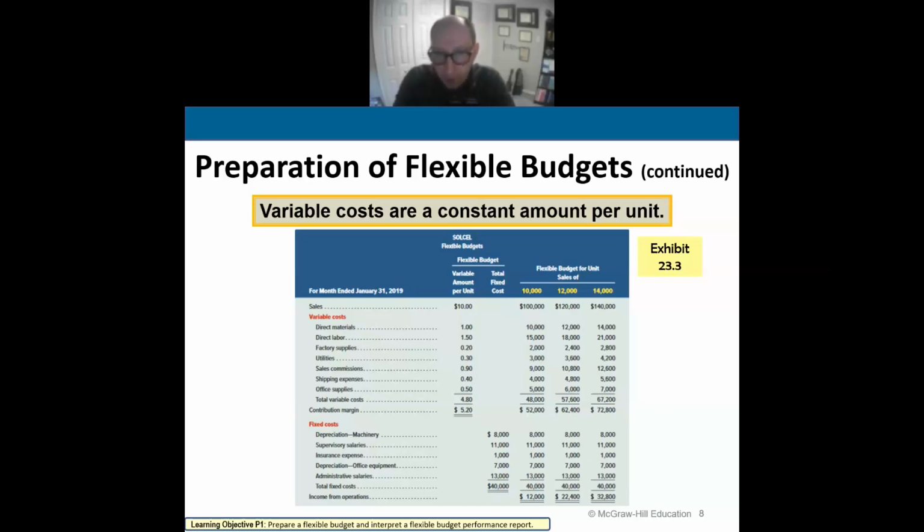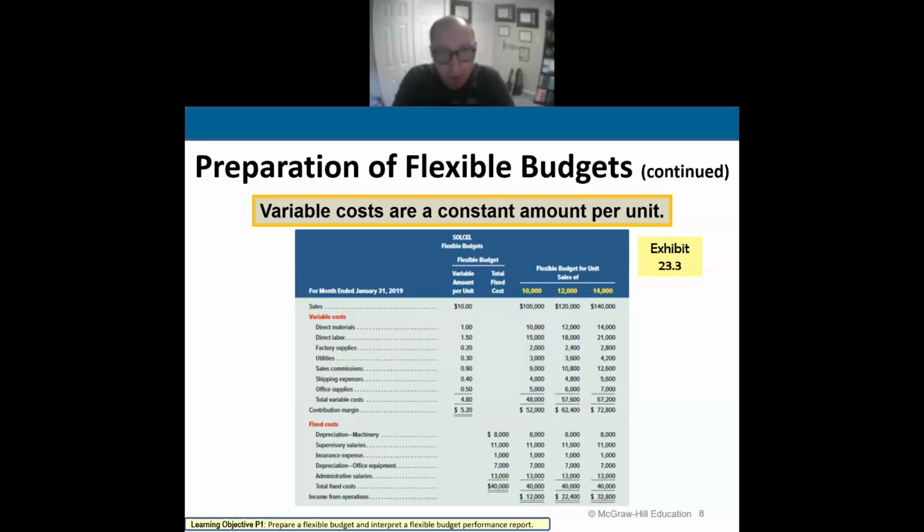The lowest level of activity here is 10,000 units. The mid-range or middle, low, medium, high, whatever you want to call it. The low is 10,000, the medium is 12,000, and the high is 14,000. These are units, right? And you can see that my sales, if I sell 10,000 units, 100,000. If I sell 12,000 units, 120,000, 14,000 units, 140,000, etc. It's $10 a unit.